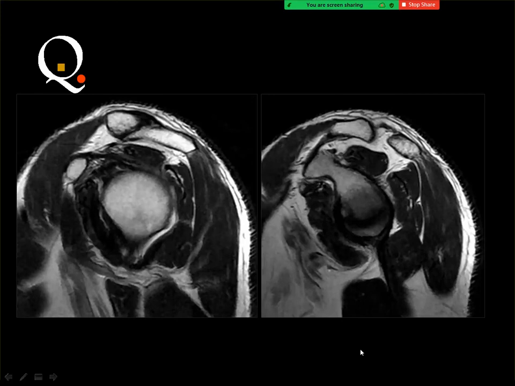Next case is an MRI of the shoulder, and this is sagittal T1, and this is also sagittal T1.